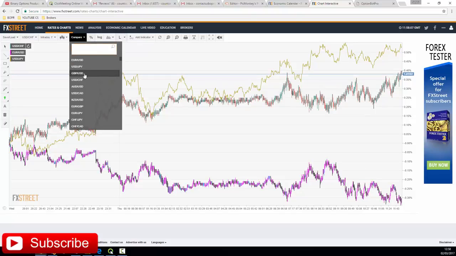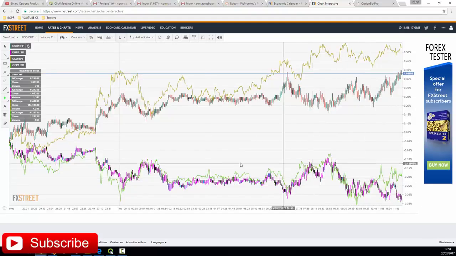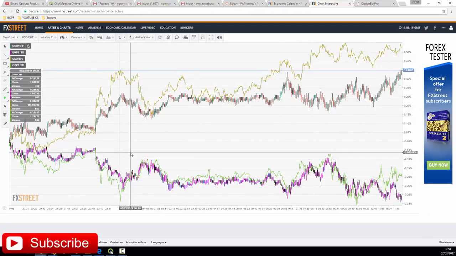So let's test out another one. GBP USD, will that follow the same suit as Euro USD? Yes, it will. Look, it's going down just as it shows here. Obviously, the spikes aren't ever going to be exactly the same, but they're still going in a very similar direction. GBP USD and Euro USD is going down. USD CHF and USD JPY is going up because the USD is doing very, very well against certain currency pairs.